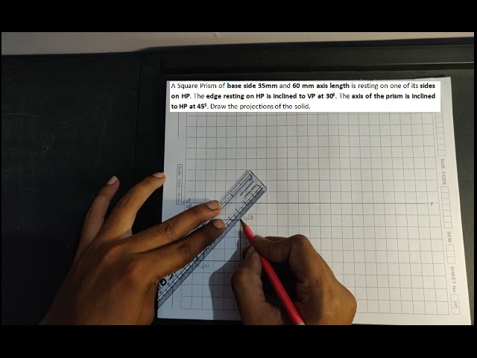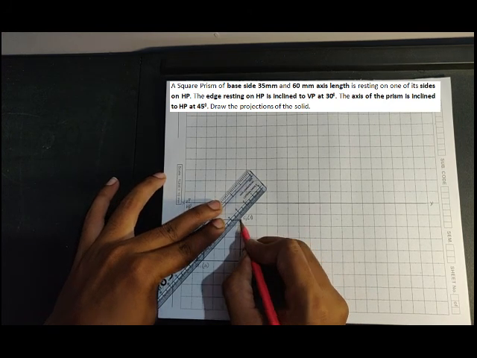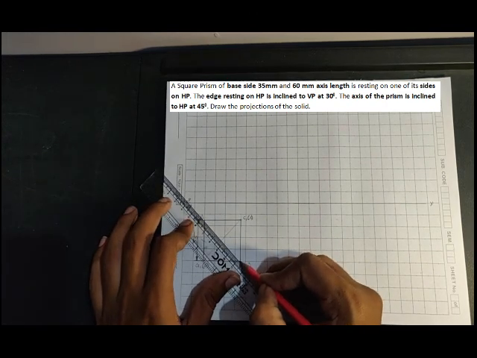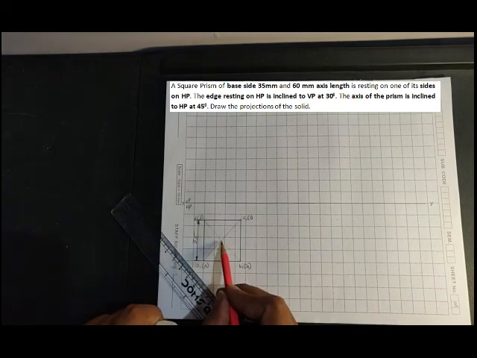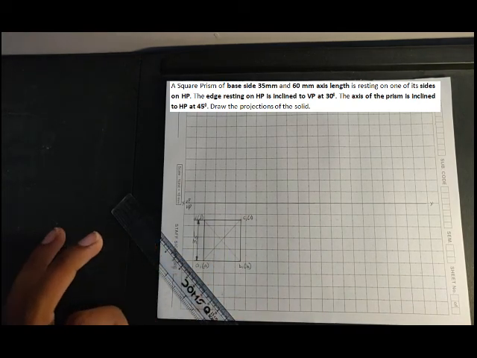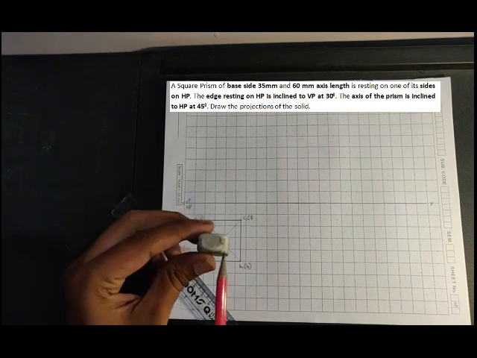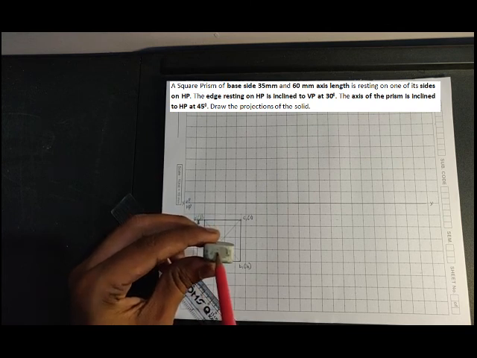So I'll be using a projection line, a very thin line, and drawing the diagonals. So I can find out the centroid or center of this square prism using the top view. Now again I have A1, B1, C1, D1. The center line, that is the axis line, I can find out the axis here, center here.